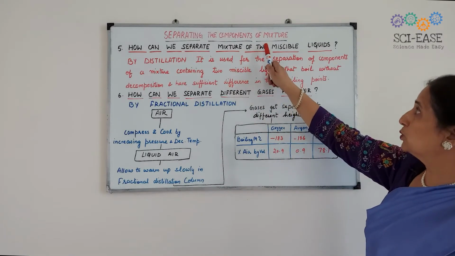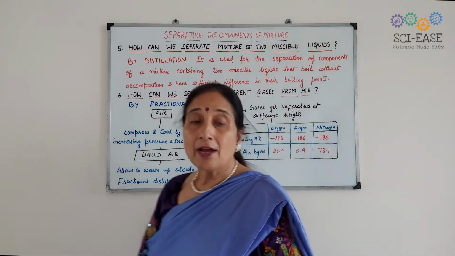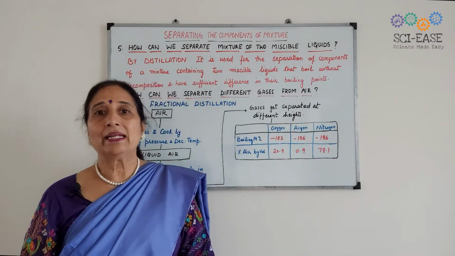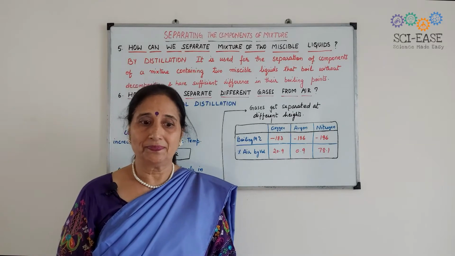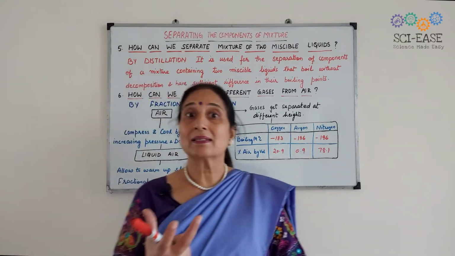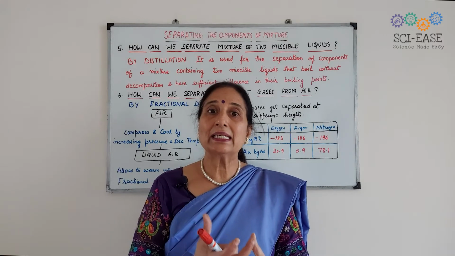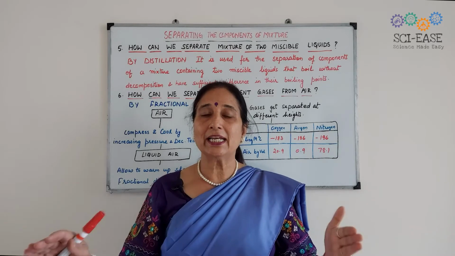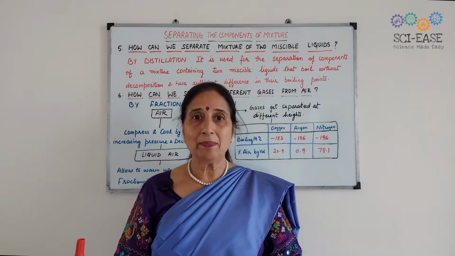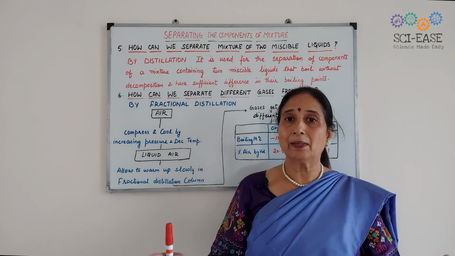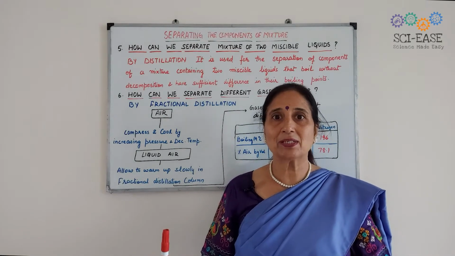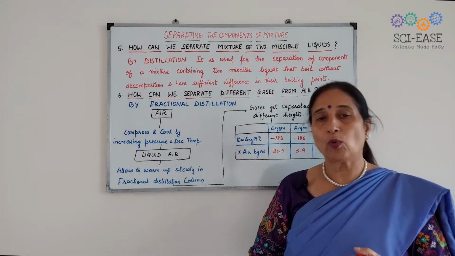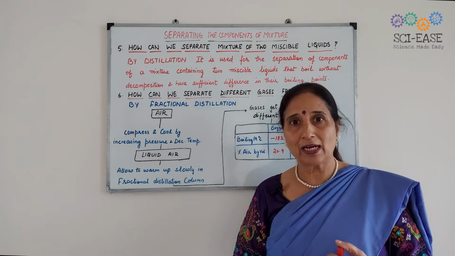So here there are two miscible liquids. We will take two liquids: one is acetone and another is water. We will take these liquids in the distillation flask. First, the whole apparatus for the distillation will be set up. That apparatus is there in your chemistry labs. And then the two liquids, acetone and water, are taken in the distillation flask.